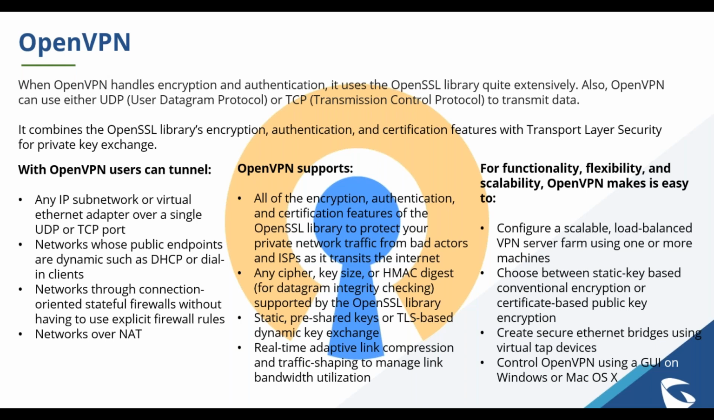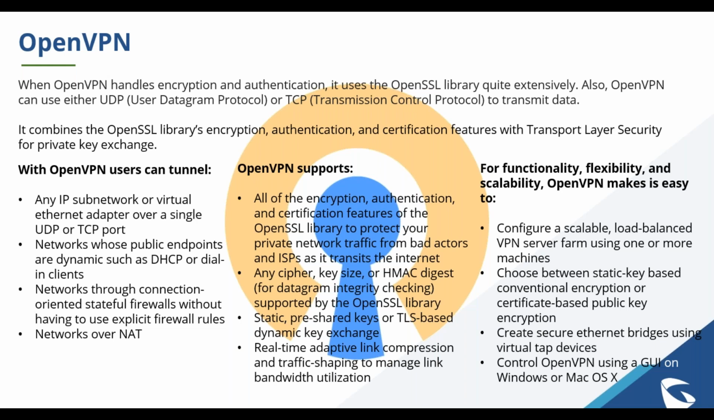Now, OpenVPN supports all of the encryption, authentication, and certification features of the OpenSSL library to protect your private network traffic from bad actors and ISPs as it transits the internet. Any cipher, key size, or digest option supported by the OpenSSL library can be used at the moment you connect through an OpenVPN server. It also offers real-time adaptive link compression and traffic shaping to manage the link bandwidth utilization.